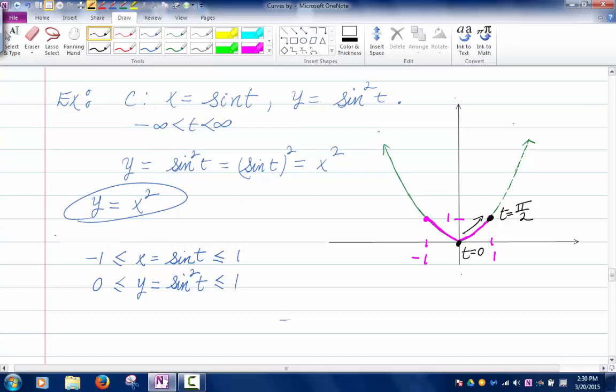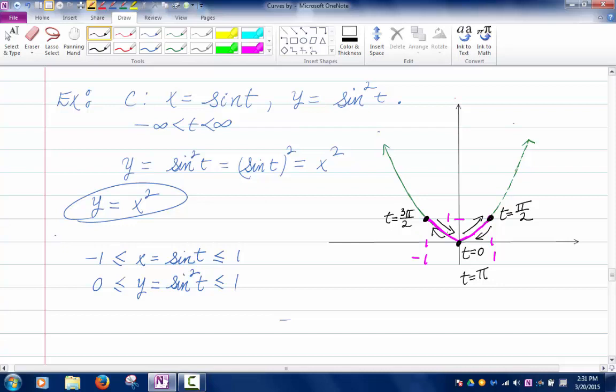Where are you at pi? When t is pi, aren't you back at the origin? So that means as t progresses from pi over 2 to pi, you are coming back to the origin. Now where are you at 3 pi over 2? At 3 pi over 2, you are at x is negative 1, y is 1 again. So you are progressing upward from pi to 3 pi over 2, right? And then from 3 pi over 2 to 2 pi, you're going to come back to the origin again. So what's going on here? If you think of this as the position of a moving object, the object has a periodic motion, going back and forth like a pendulum.